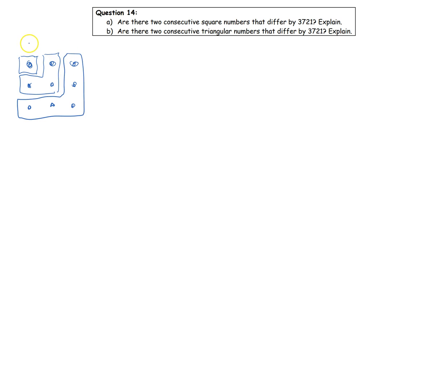So in this case, we have 1, 3, and 5. So to get our square number of 9, we're adding 1 plus 3 plus 5. So for consecutive square numbers, all you're doing is adding the next odd number in your sequence of numbers.